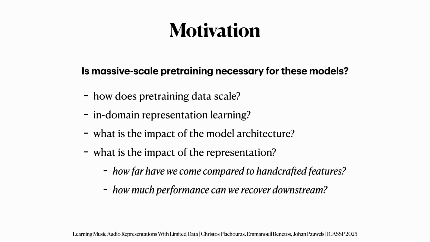Obviously, in representation learning, you have two main stages, the pre-training and then the fine-tuning, usually frozen fine-tuning. Is the representation critical to performing well on the downstream task? This includes questions of how far we've come in comparison with handcrafted features, and what kind of performance different downstream models might be able to recover from a, quote, bad representation.